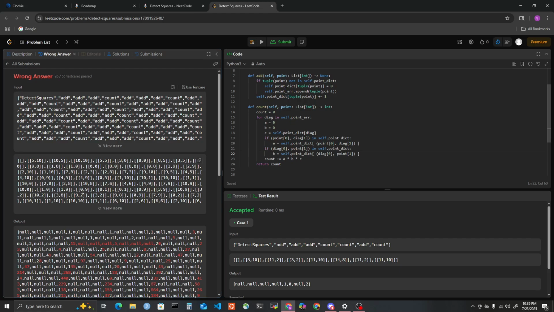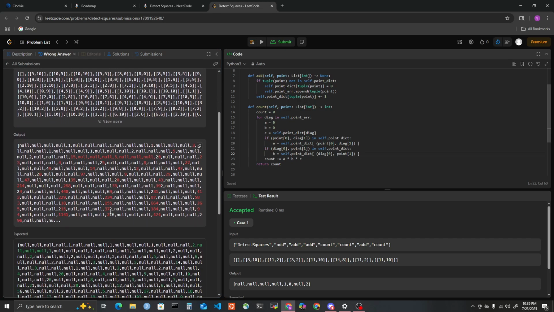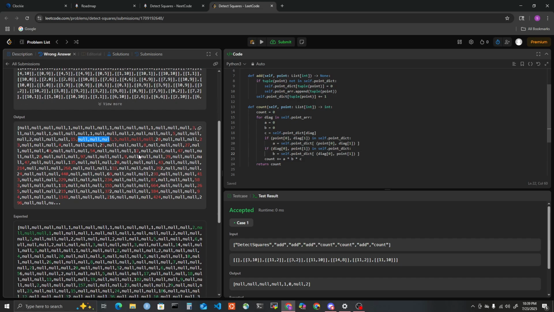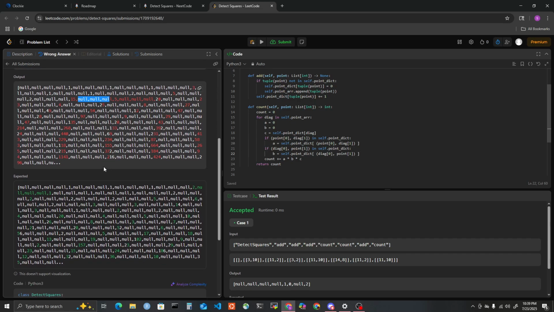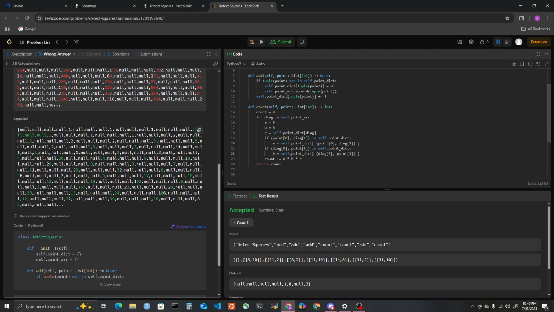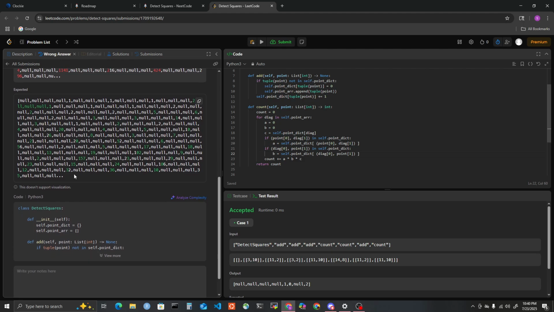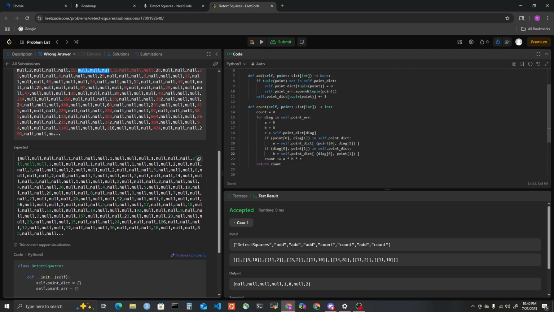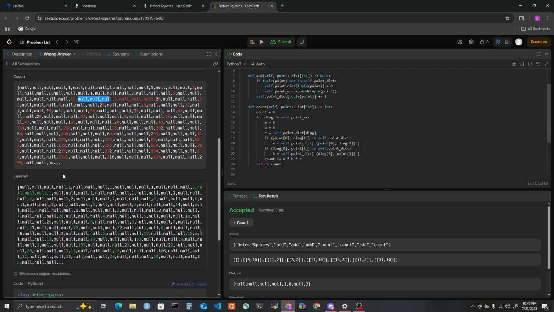What the hell? Why is it getting errored out on these nulls? I don't know what I did wrong. Probably like one line. But why are you bugging out on the null? The null's gonna be null regardless, right? There should be nothing else.